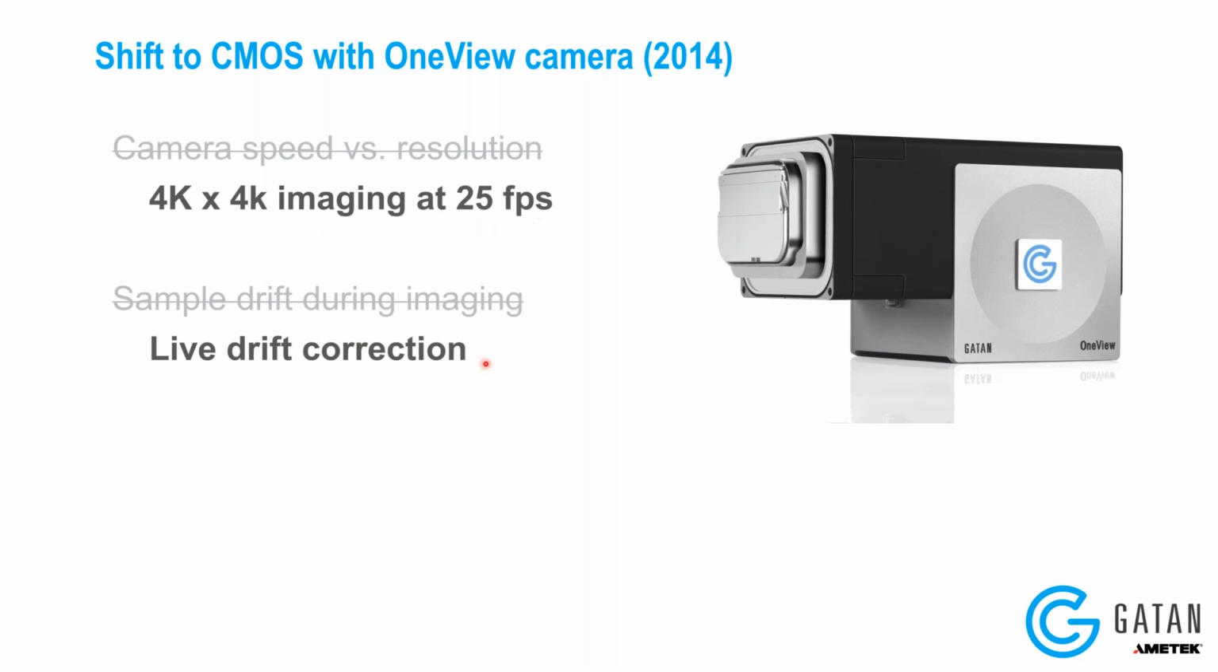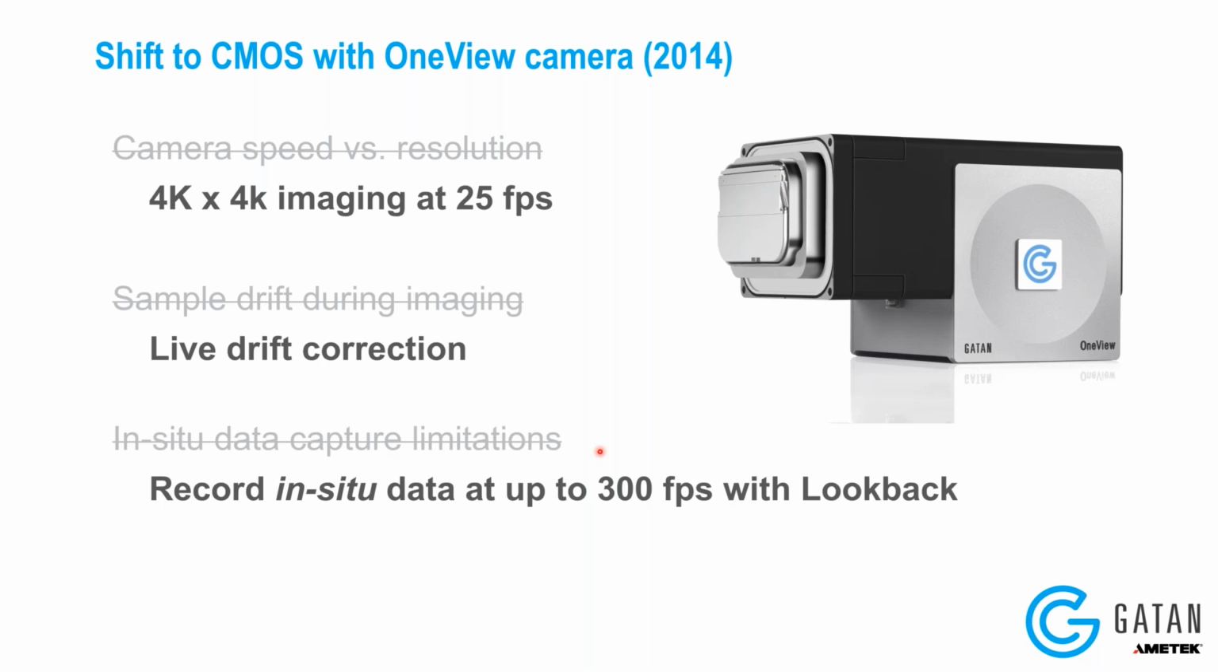And I'll talk a little bit more about how we do that later in the presentation. And then if we wanted to do in situ data capture, you didn't have to do any kind of awkward screen recording anymore, because the OneView could record up to 300 frames per second and record the raw data with all of the associated metadata directly to the computer.